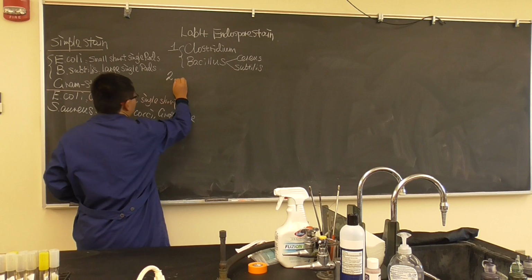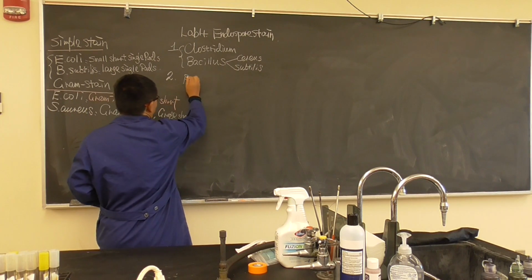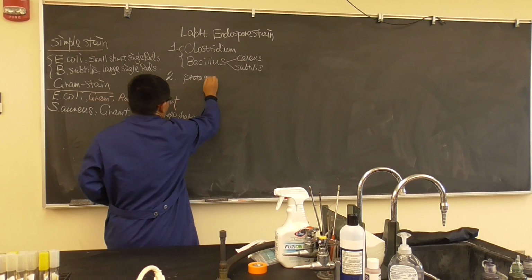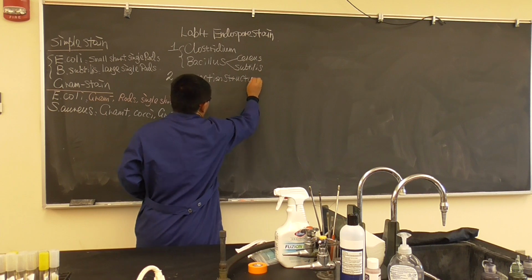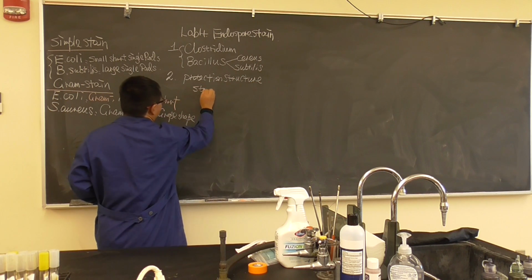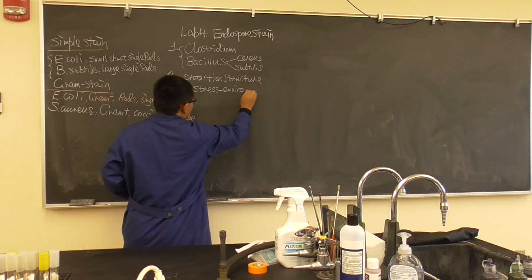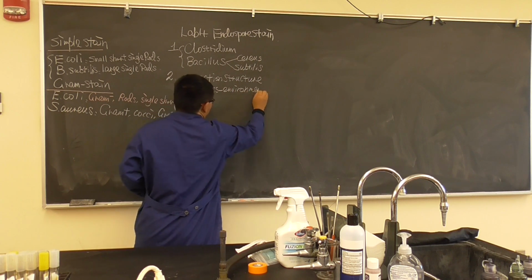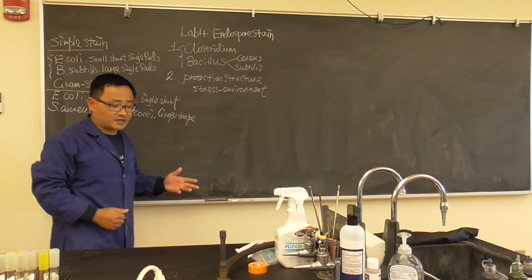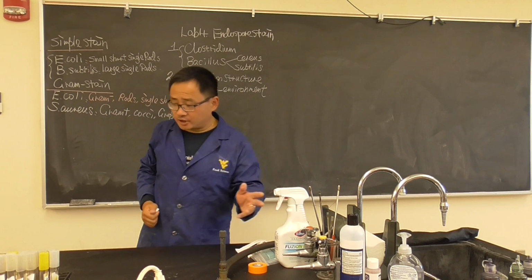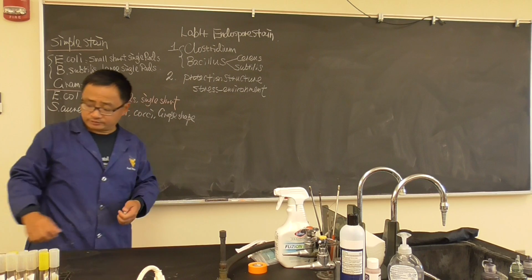Second, what is an endospore? An endospore is a protection structure, which means in a very stressful environment, they will form endospores. The stresses include UV light, very cold, acid, desiccation, all those stress environments.